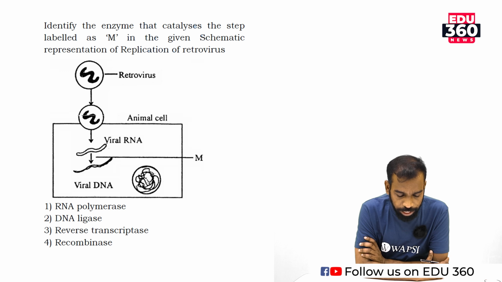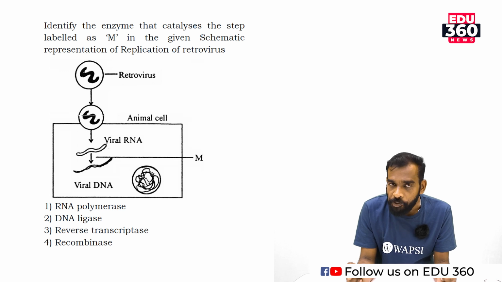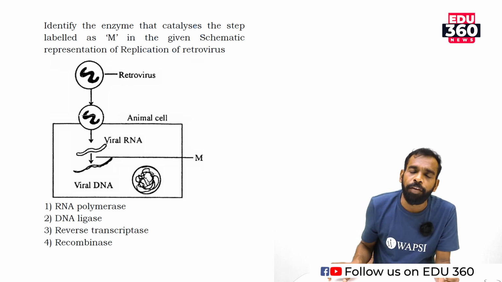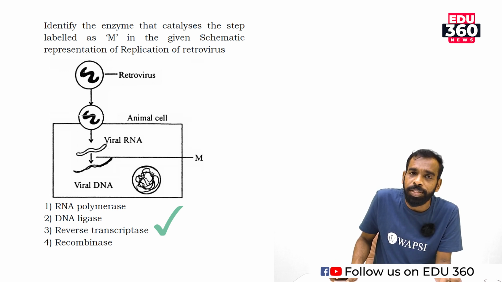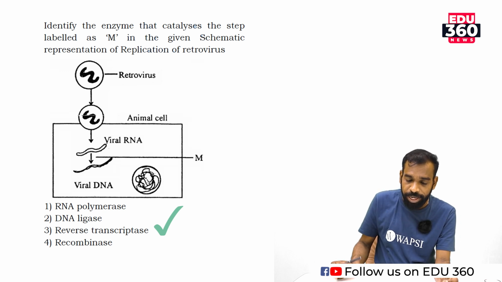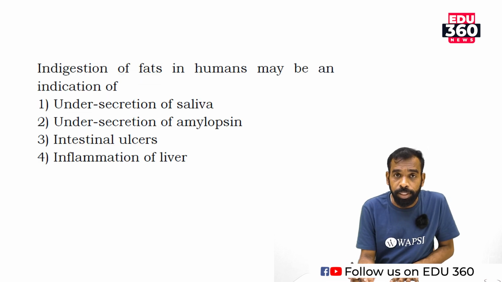Identify the enzyme that catalyzes the step labeled M in the schematic representation of replication of retrovirus. We already discussed that from RNA, DNA is formed inside the host cell during the reverse transcription process. That particular process is catalyzed by the enzyme reverse transcriptase. So M is labeled as reverse transcriptase enzyme. Next question.